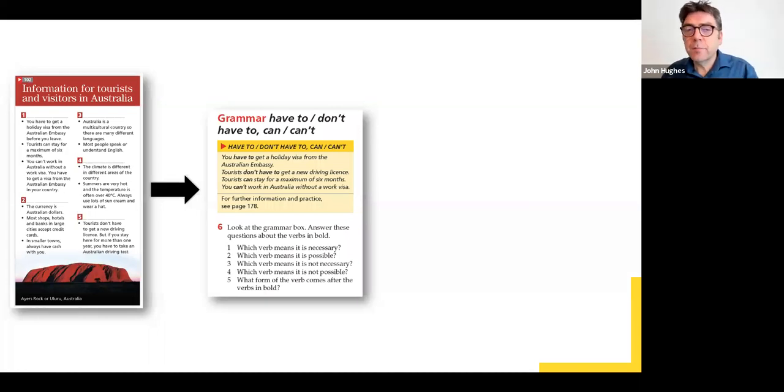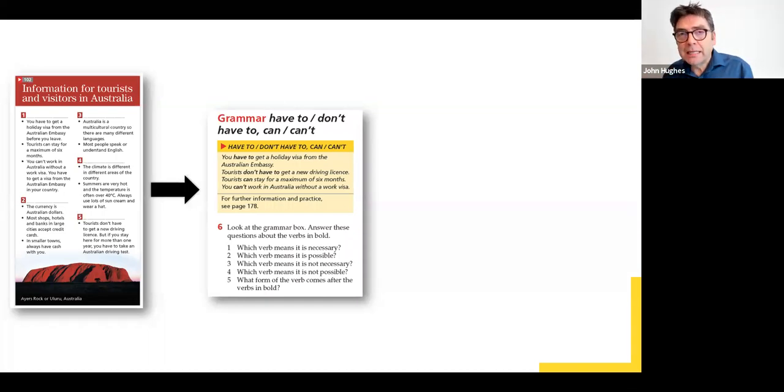In England, for example, you have to drive on the left-hand side. In your country, you probably have to drive on the right-hand side. I don't know why in England we like to do it differently. What can I say? So I wanted to teach the students the grammar of rules.